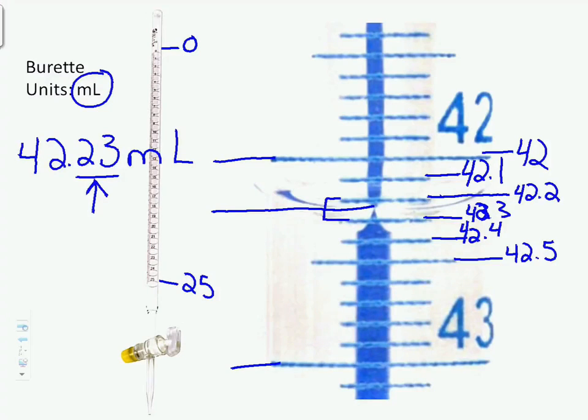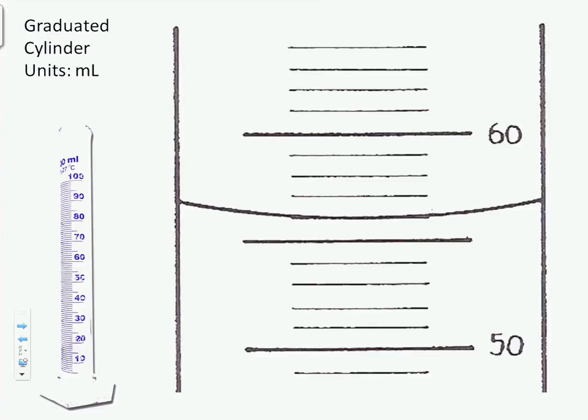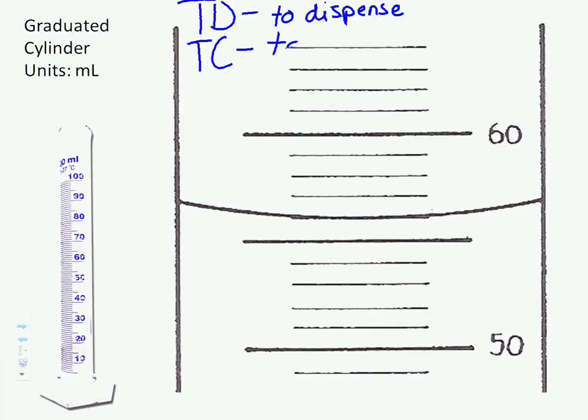All right, try the next one on your own. This is of a graduated cylinder, so it looks like this. We've got two differences here with the burette. Burettes are marked with what's called a TD, which is considered to dispense, meaning the volume that you're recording is the volume that you're going to dispense. Whereas a graduated cylinder is meant to contain liquids, so they're marked with a TC, which is to contain.